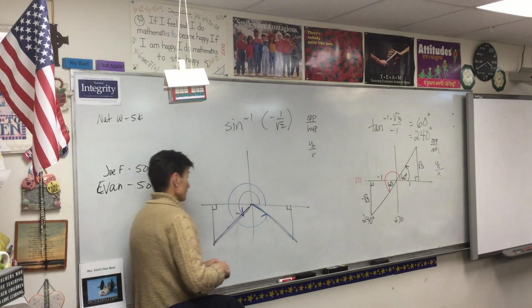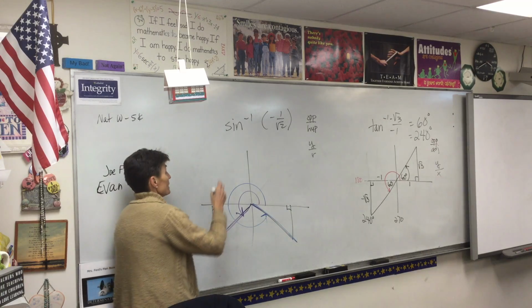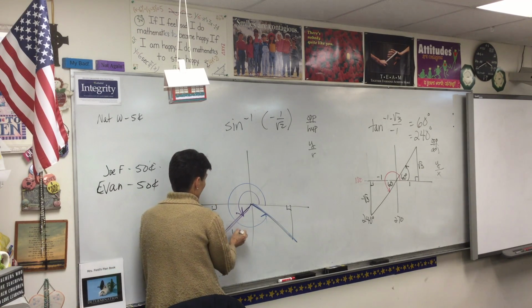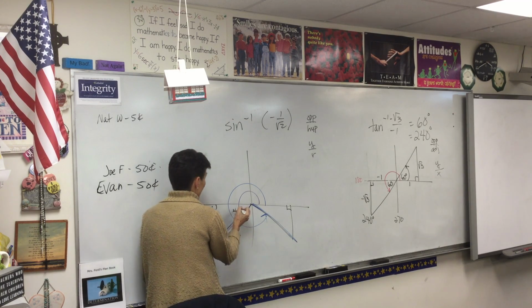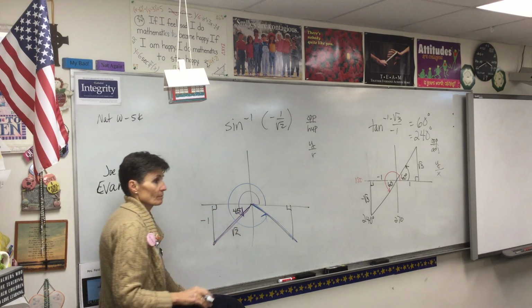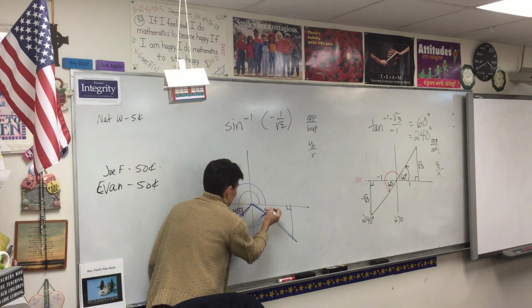Okay? Now, that's not going to be hard at all. If the sine is negative 1 over root 2, can you tell me how big my reference angle is? That's a 45. So is this one.